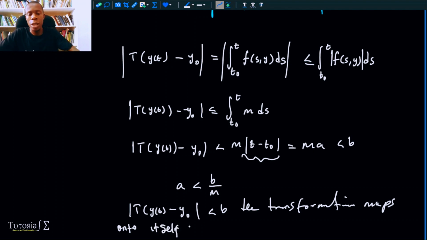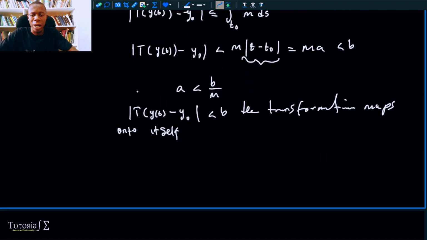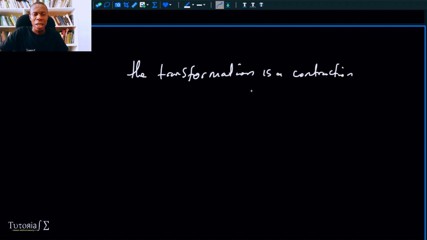All right, so this verifies the first condition of Banach's. Secondly, we just need to show that the transformation is a contraction, that is, the maximum is actually reducing. If it is reducing, it is reducing onto y of t, so it will show us that y of t is a fixed point. For this one, we'll take the difference between T of y1(t) minus T of y2(t).